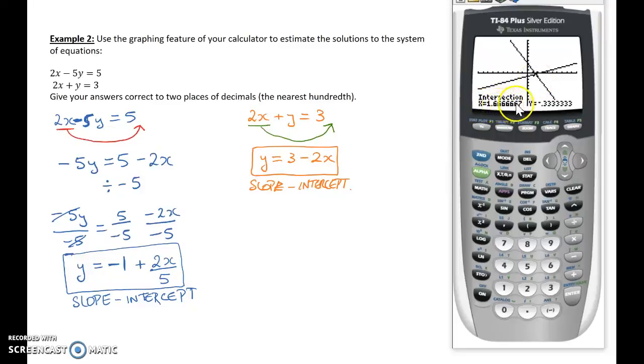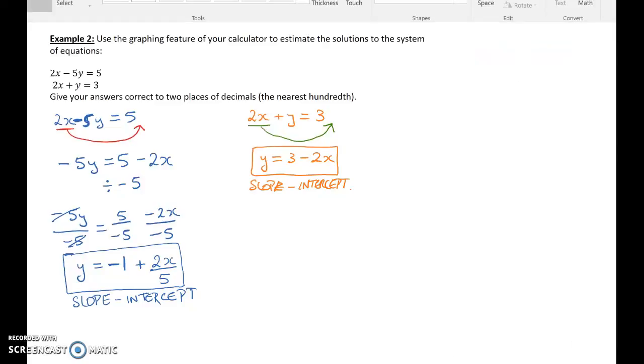And down here you see what the x is equal to, and here you see what the y is equal to. And those are going to be your answers. Okay? It should say intersection, and then it tells you what the x is and what the y is. So the x is 1.666666, and the y is negative 0.3333. So we'll just write those down. So x was 1.6666, and correct to 2 decimal places.